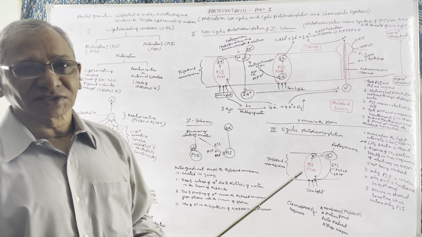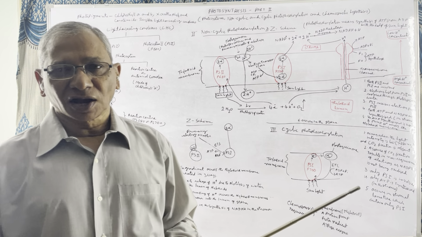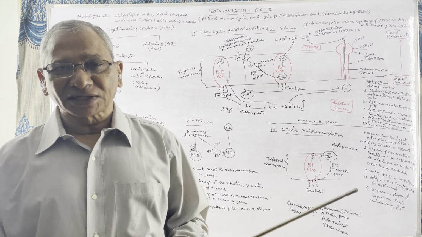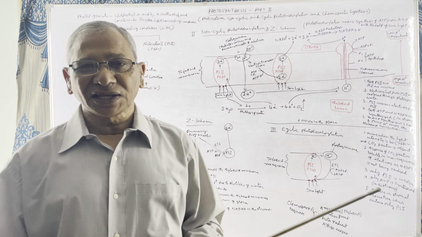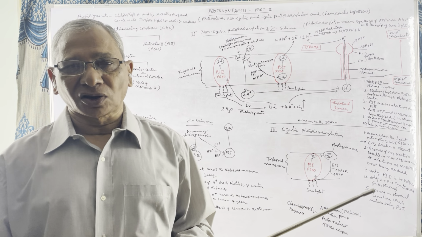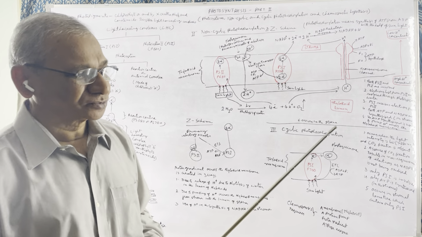The second part is using this bond energy in the synthesis of carbohydrates and other substances. This second step occurs even in the absence of the light. That's why it is known as dark reaction or light independent reaction.